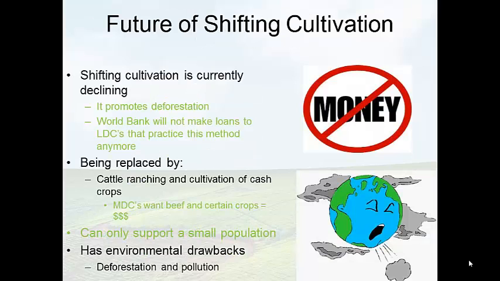All right, what is going to happen to shifting cultivation? Well, right now it's currently declining, and for a number of reasons. It promotes deforestation, right, hacking down trees, and the World Bank will no longer make loans to farmers in LDCs that practice this method. So yes, they did indeed at one time loan out money for this method. Now it is slowly being replaced by cattle ranching and the cultivation of cash crops.